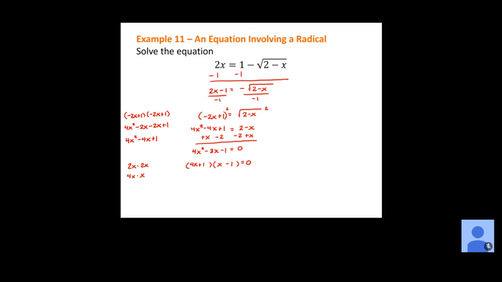Okay. So now we're going to actually set each one of these factors equal to 0. So we have 4x plus 1 equals 0, and x minus 1 equals 0. This first one, first step, we have to move the 1 to the other side. So we're going to subtract it. So we get 4x is equal to -1. And now to get rid of the 4, we need to divide. So we get x is equal to -1 over 4. And then the other one, we're only adding the 1. So that's just going to give us x is equal to +1.